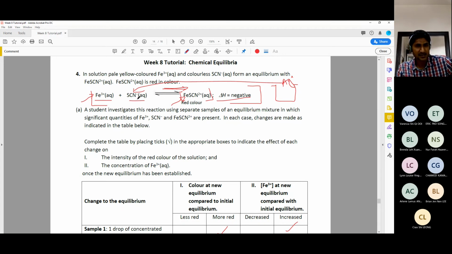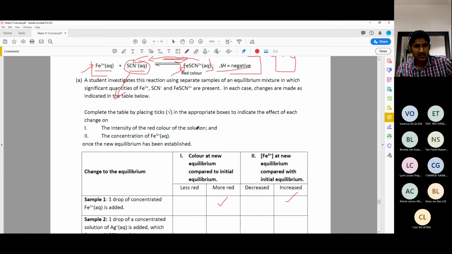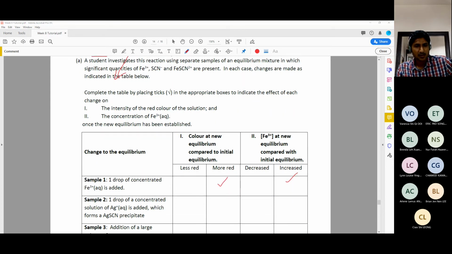So when silver thiocyanate is produced, this thiocyanate is missing in action from this scenario. Consider that thiocyanate is taken down, that means there is a void created here. And then this reaction will go backward to fill up this void. So the reaction becomes less red.